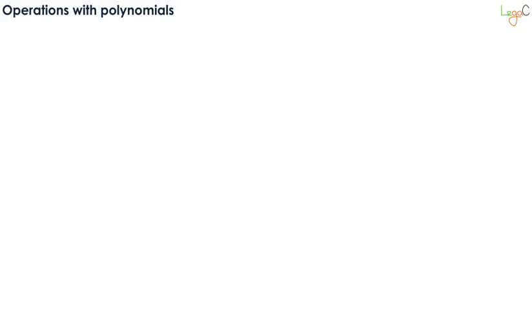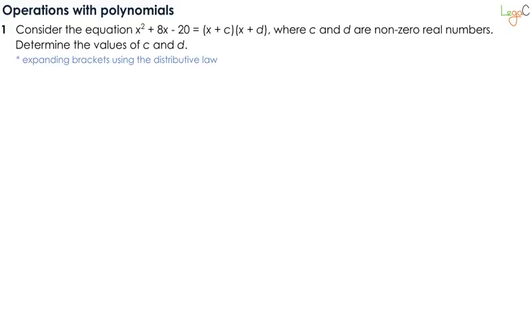So let's start by expanding the brackets using the distributive law. Before we do that, because this is an equation, we have to write everything from left to right. So I've written the terms on the left-hand side, and now we start multiplying the brackets using the distributive law. x times x equals x squared, plus x times d, which I'm going to write as dx because we usually write the variable at the end.